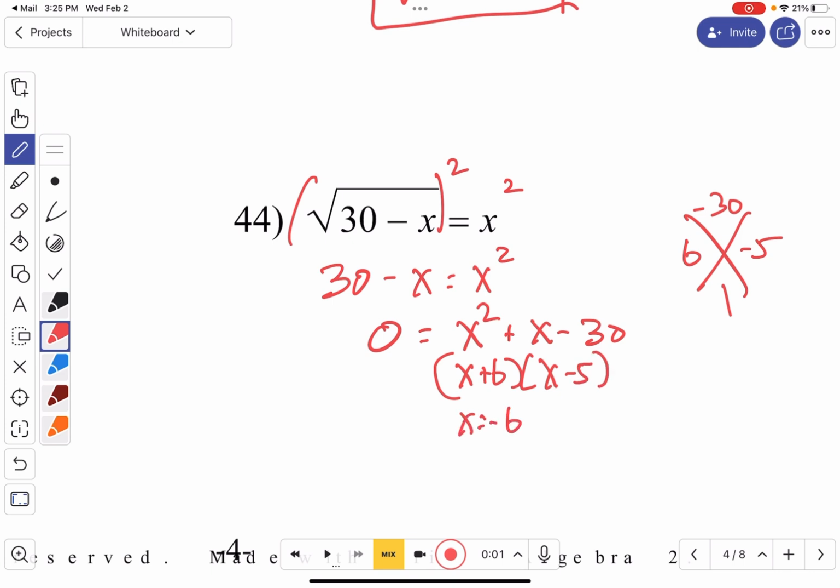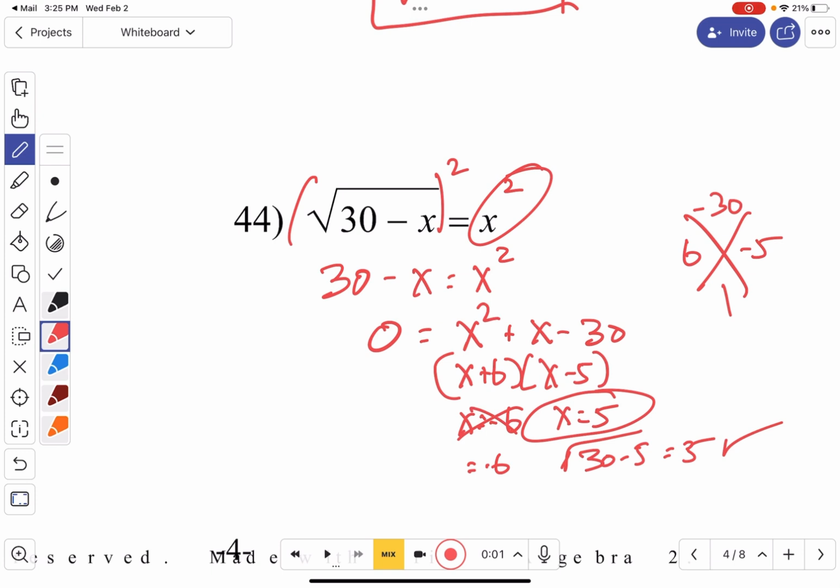So x equals negative 6, red flag. X equals 5, big red flag. Because if you put it up there, you'd get negative 6. That doesn't work, so that's not a solution. 30 minus 5 is 25. Does the square root of 25 equal 5? It does. So your solution is there.